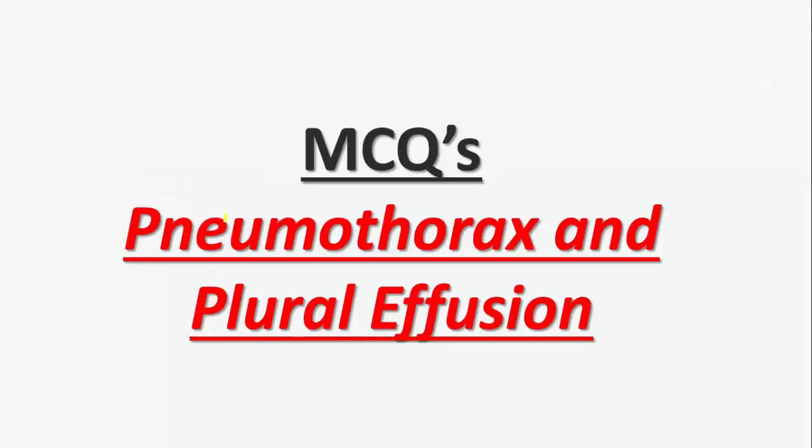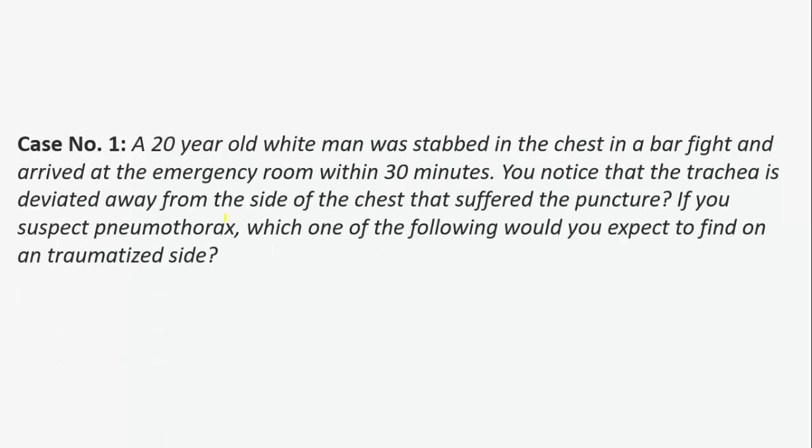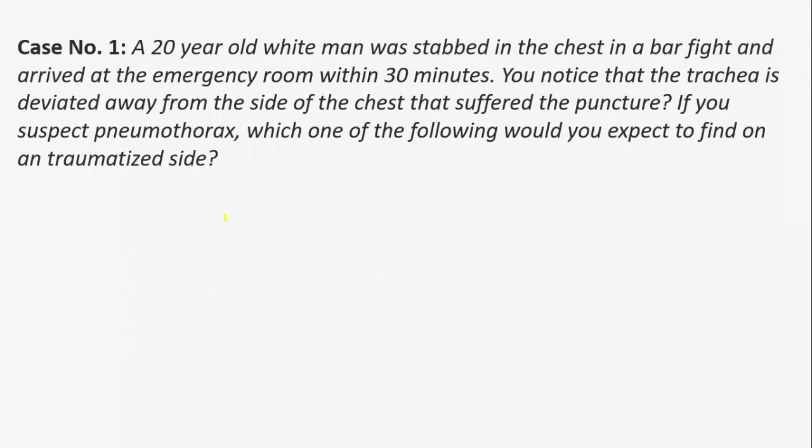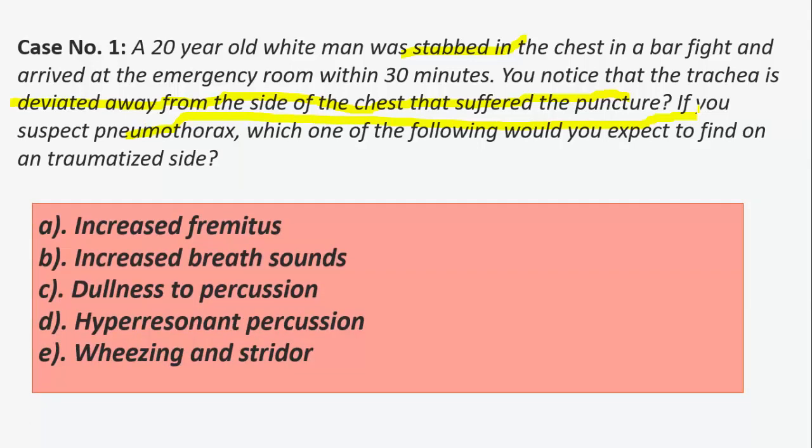Now we will see MCQs, so we will have a better idea of pneumothorax and pleural effusion. Case number 1: a 20-year-old white man was stabbed in the chest in a bar fight and arrived at the emergency room within 30 minutes. You notice that the trachea is deviated away from the side of the chest that suffered the puncture. If you suspect pneumothorax, which of the following would you expect to find on the traumatized side? We have already discussed that in pneumothorax there is hyperresonant percussion.